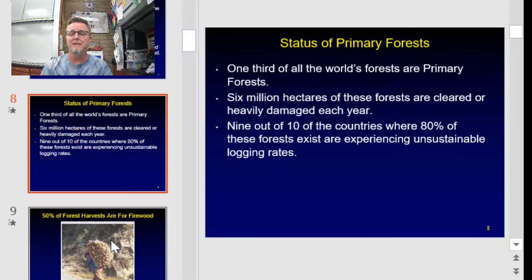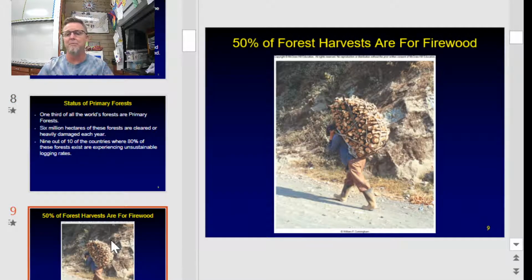Why, you say? Well, we're not considering the long term. We're only considering the here and now. Here's a case in point. 50% of forests across the globe are actually harvested for little more than firewood. They're not harvested for anything that's going to last longer than maybe a few minutes as it burns.